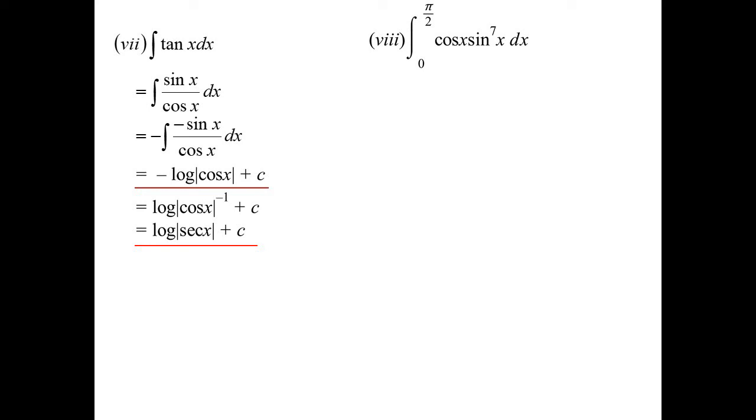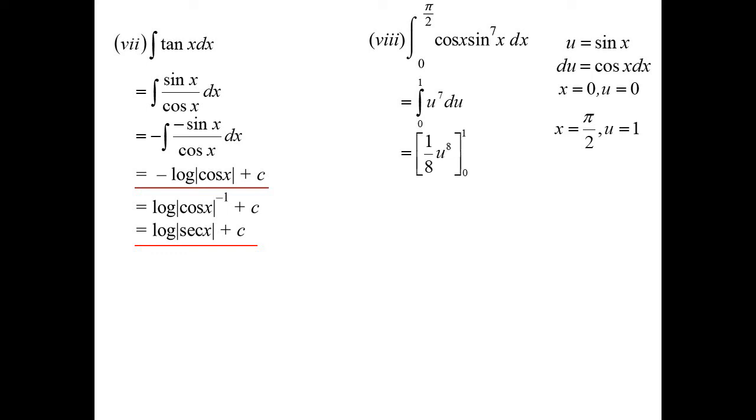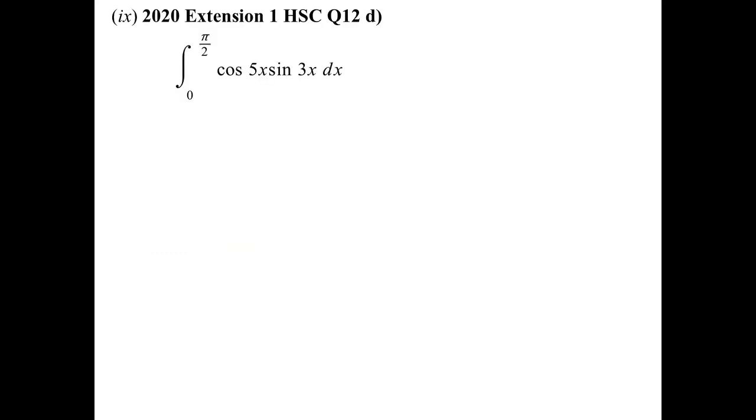The other way, of course, is doing it by that substitution idea. So the power is on the sine. So if I let u equal sine x, then du would be cos x dx. But if I'm changing the variables, I'm going to have to change those limits because they refer to x, not u. So when x is 0, u will also be 0. But when x is pi on 2, u will be 1. And we can now rewrite that as the integral from 0 to 1 of u to the power of 7. Add 1 to the power over the power, substitute in, and we have our answer, 1/8.